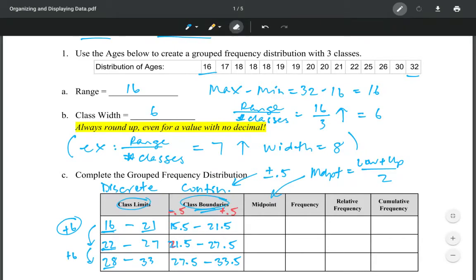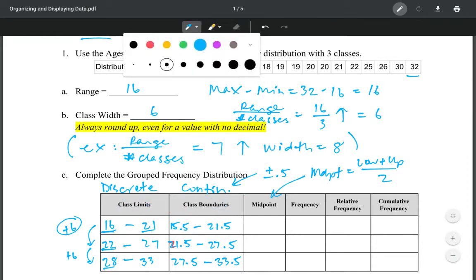I'm going to grab my eraser and clean things up a little bit. There we go. Let me clean things up a little bit as I move into my next column here, blue.